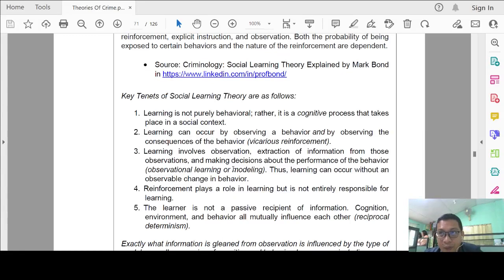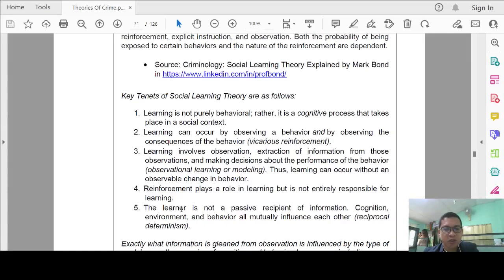Okay, next, we have also learning can occur by observing a behavior and observing the consequence of the behavior. Tinatawag natin itong vicarious reinforcement. Kumbaga, you want to learn if there is a reward. You are motivated when you see that the behavior performed has a greater reward. Next, we have also learning that involves observation, extraction of information from those observations, and making decisions about performance of behavior. We call it observational learning or modeling. Thus, learning can occur without observable change in behavior.